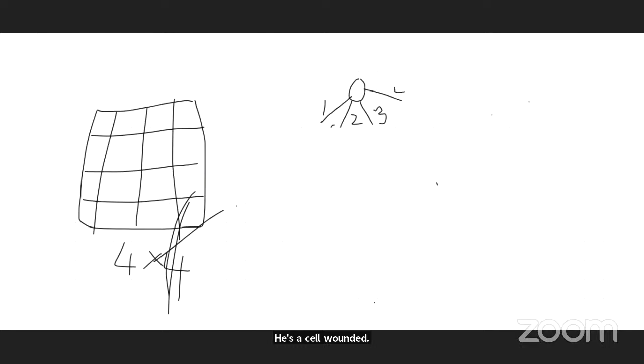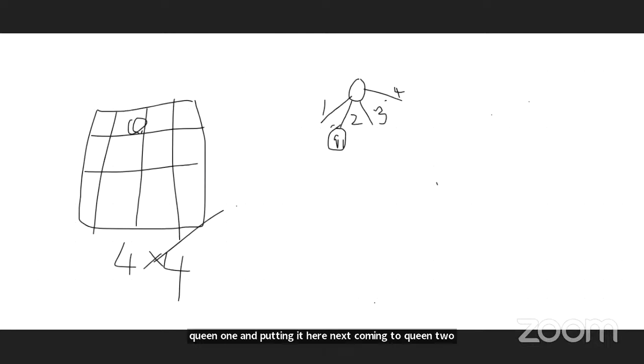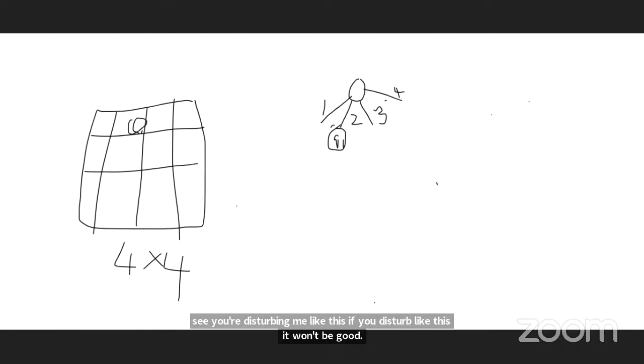Tell me. So queen 1, I am going to place it here because we have considered one possibility. So queen 1, I'm putting it here. Okay, queen 1, can you hear me? Queen 1, I'm putting it here. Next, coming to queen 2. See, you're disturbing me like this. If you disturb like this, it won't be good. Clear? Next, what do we do with queen 2?